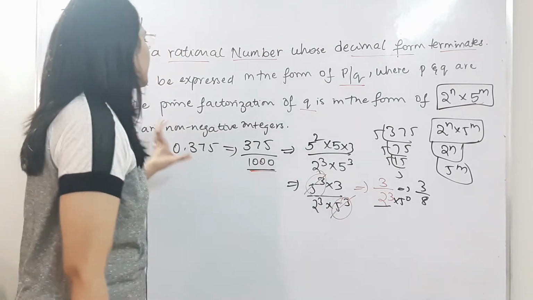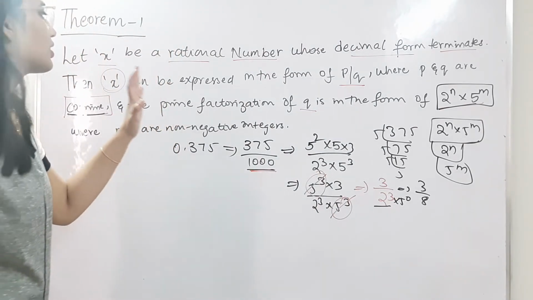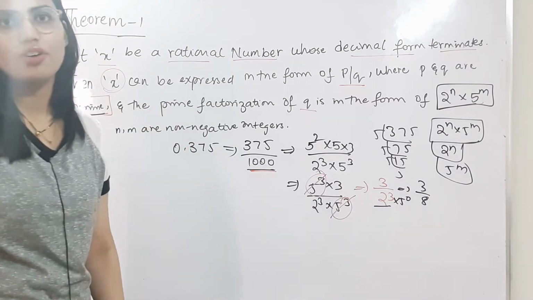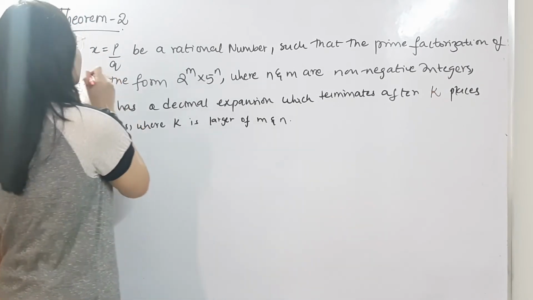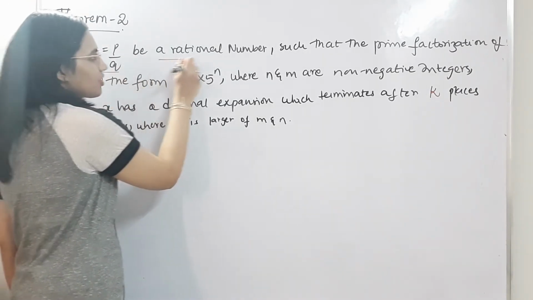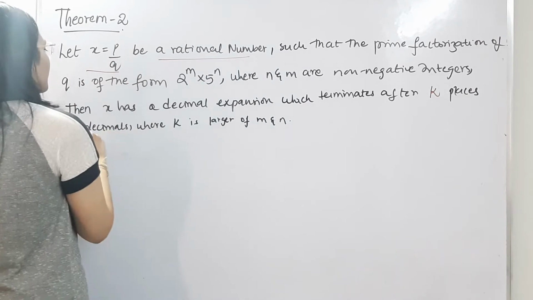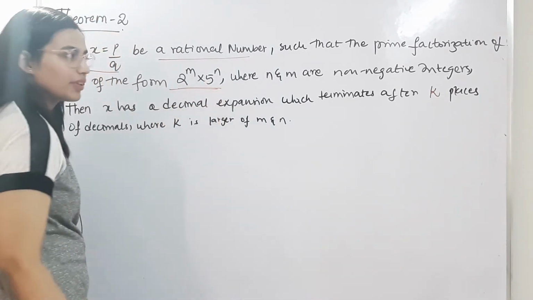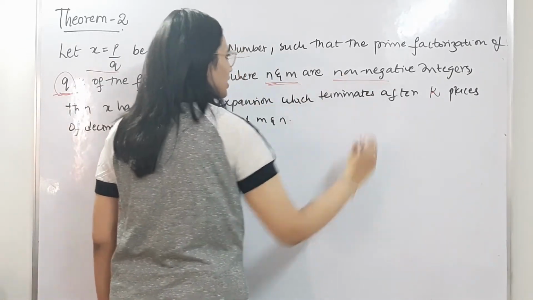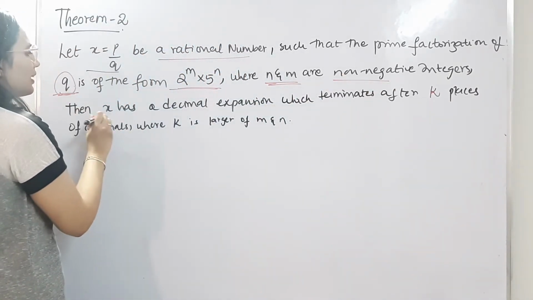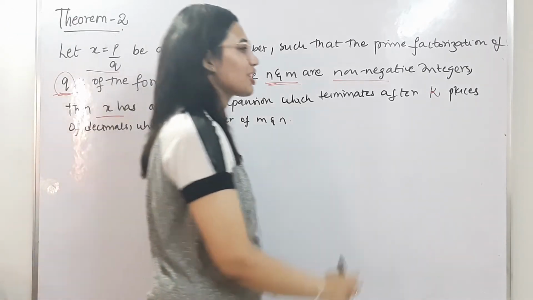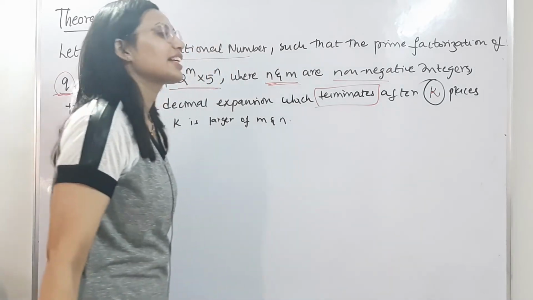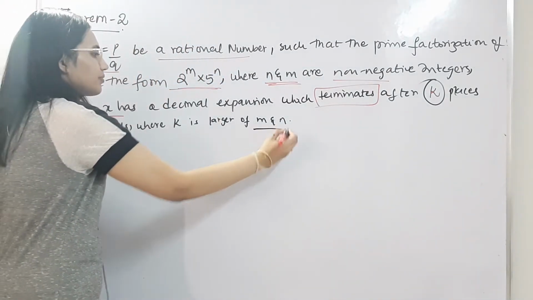So, this is the concept of terminating decimals and how to determine whether a number is terminating or not. The theorem states that when x is p by q, a rational number such that the prime factorization of q, the denominator, is in the form of 2 power of n into 5 power of m, where n and m are non-negative, that means they can be 0 and positive, then x has a decimal expansion which terminates after k places, where k is the larger of m and n.